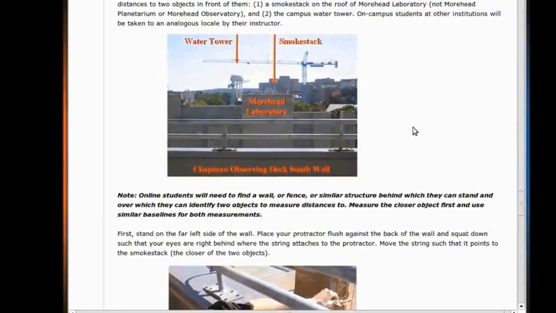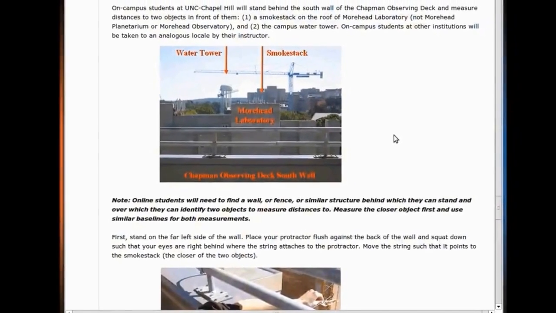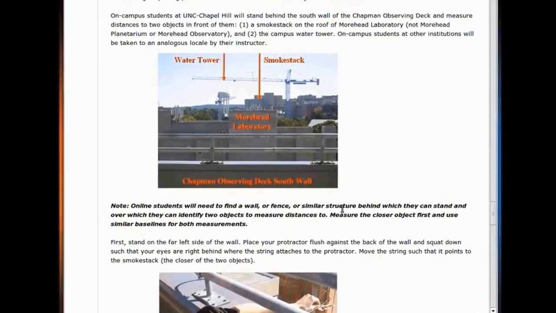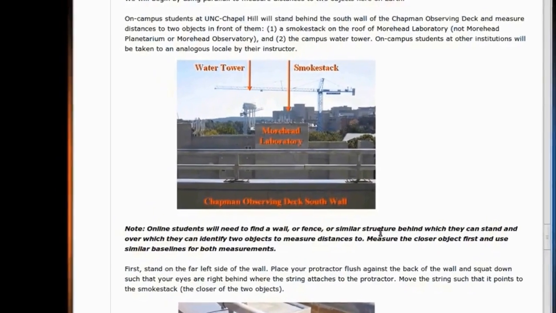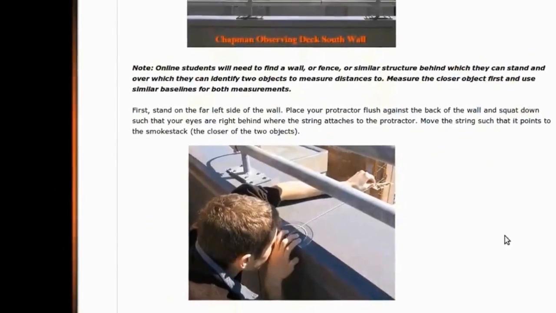Now, if you're not at UNC, or if you're taking this lab online, you're going to need to figure out a way to essentially simulate what we're doing here. So your best bet is to try and find a fence or a wall, something that you can line up your protractor with to measure the distance to a couple of objects.